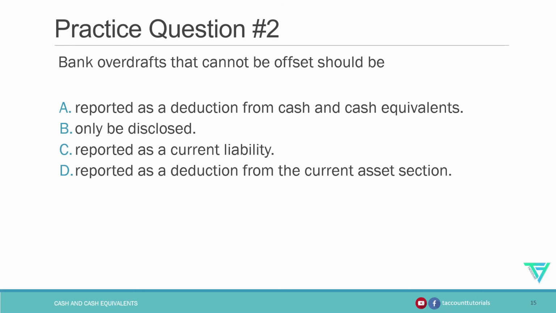Since the bank overdraft cannot be offset, it may not also be reported as a deduction from cash and cash equivalents. So it's between B or C. In B, yes, it is disclosed, but it says here that it will only be disclosed, meaning it's the only accounting treatment for bank overdraft. So the answer here is letter C. It's reported as a current liability.